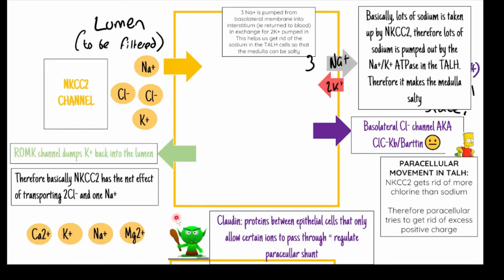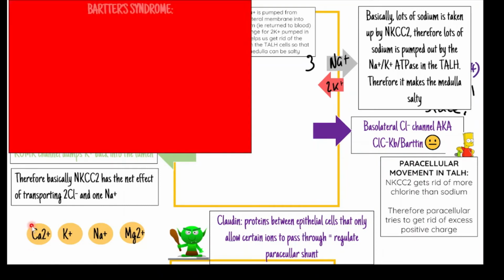Okay, now let's talk about pathologies. There's a thing called Bartter syndrome, and we've said our channels here are ClC-Kb with Barttin, which is our chloride channel on the basolateral membrane. We've also got the ROMK channel, and there's also the NKCC2. Mutations in those can cause something called Bartter syndrome, which is a rare disorder.